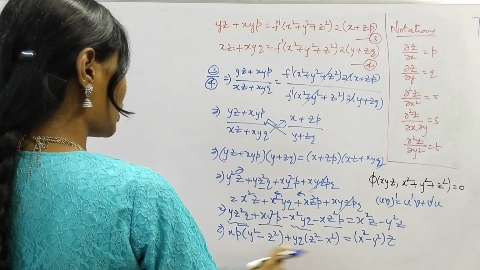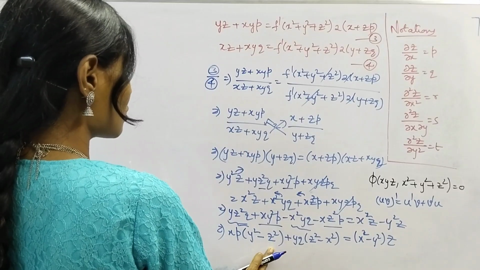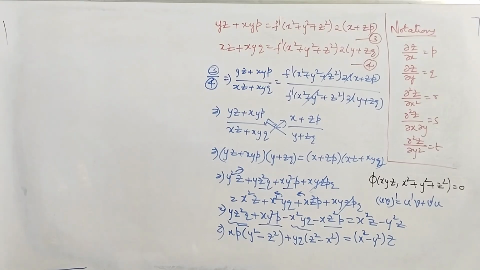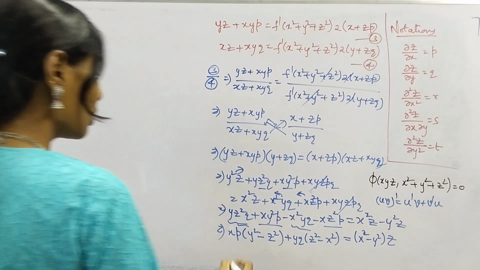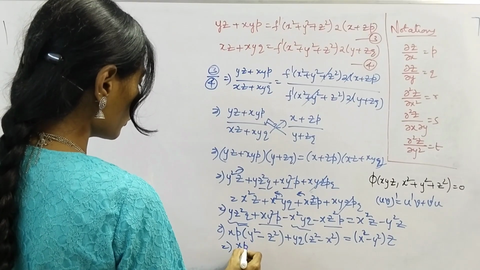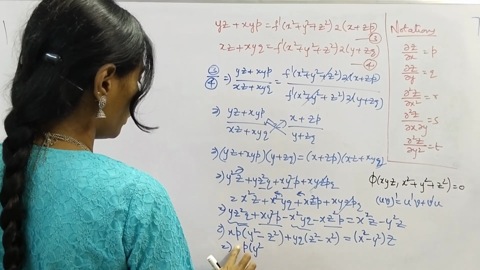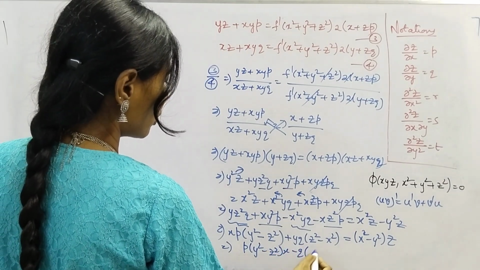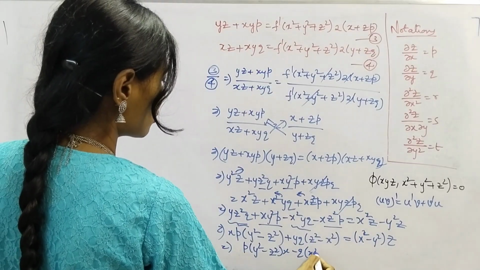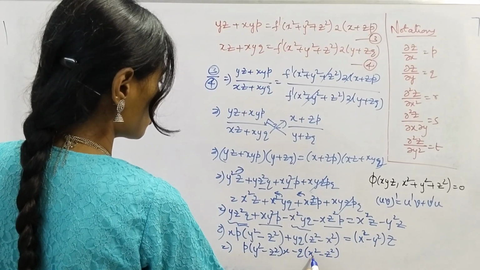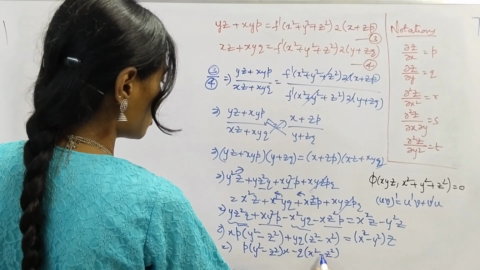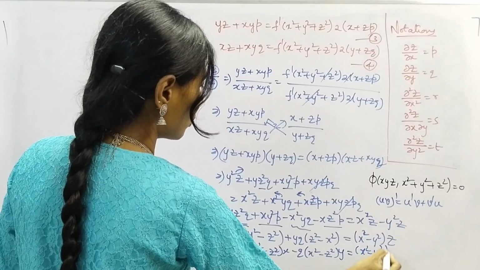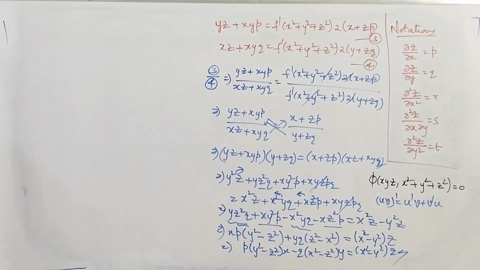Or if you write in the same pattern y square minus z square, here you can write it as x square minus z square by just taking minus outside the brackets. Or you can write this as p times y square minus z square into x, minus q times, I'm just taking this out, so I'll get x square minus z square, into y, equal to x square minus y square into z, which is the required partial differential equation.